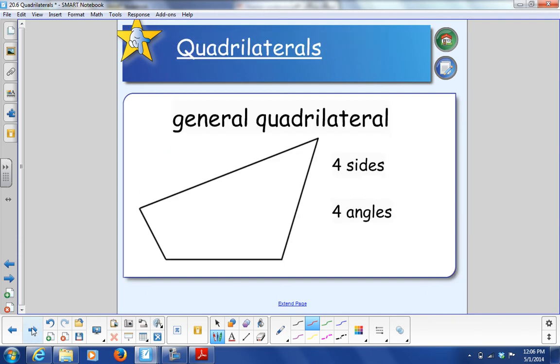Alright, so a quadrilateral has 4 sides and 4 angles. It doesn't matter the size of the sides or the size of the angles. It's got 4 sides, 4 angles, and it is a closed shape.